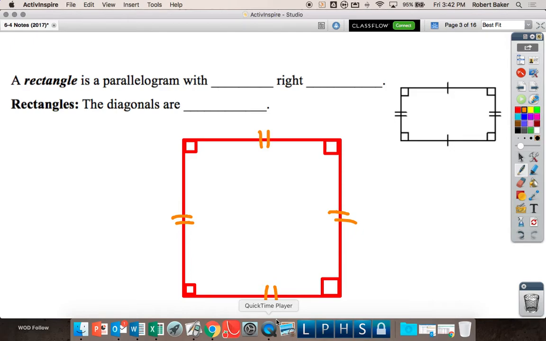Guys, a square is a rectangle, a square is a rhombus, a square is a parallelogram, a square is a quadrilateral. A square has all of those properties. This is why you say a parallelogram is not always a square, but a square is always a parallelogram.